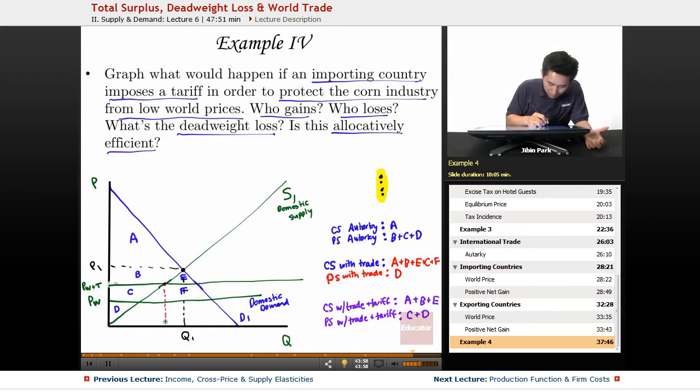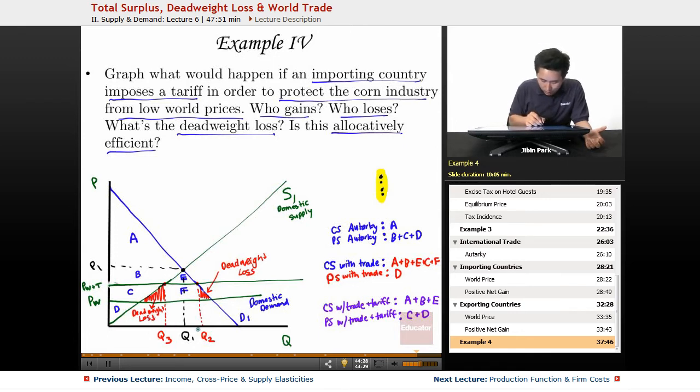So what ends up happening is that you end up having less trade here. So let's call this Q2 here and Q3 here. And so this area here is the deadweight loss. So this area is also deadweight loss.